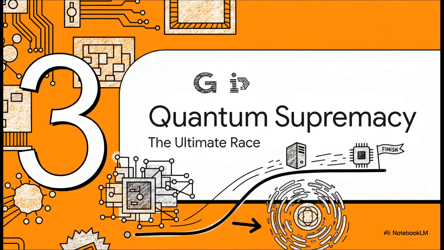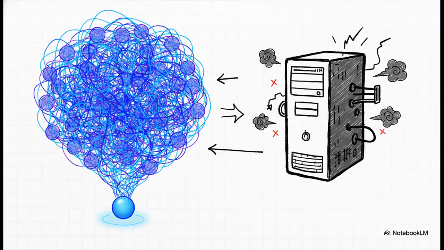Section 3. The Quest for Supremacy. Because quantum scaling is so aggressive, researchers everywhere, from Google to IBM, are locked in this massive race for quantum supremacy. That is the exact moment a quantum machine successfully beats the absolute best classical supercomputer at solving a highly complex problem. To prove it, they use a test called the sampling problem.